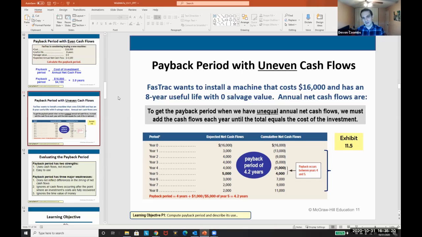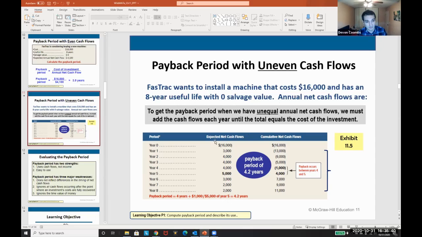So what happens if we get different amounts of cash flows over the life of the piece of equipment? Fast Track wants to install a machine that costs $16,000 and has an 8-year useful life with a $0 salvage value. So we can't sell it at the end of its useful life, but we expect to make some money. Annual net cash flows are as follows.